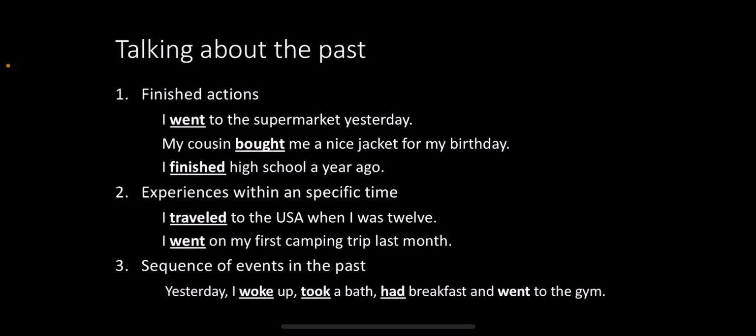For finished actions: I went to the supermarket yesterday. My cousin bought me a nice jacket for my birthday. And I finished high school a year ago. Finished actions, all of them in the past, all of them stayed in the past, and all of them occurred at a specific time in the past and finished there.